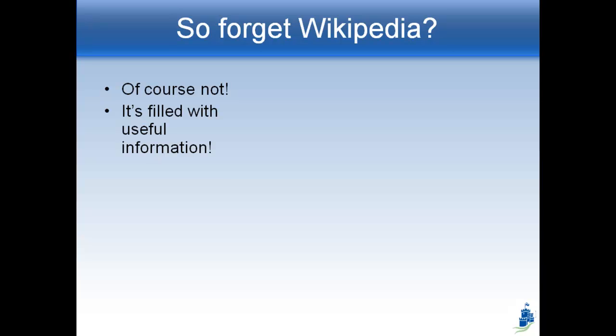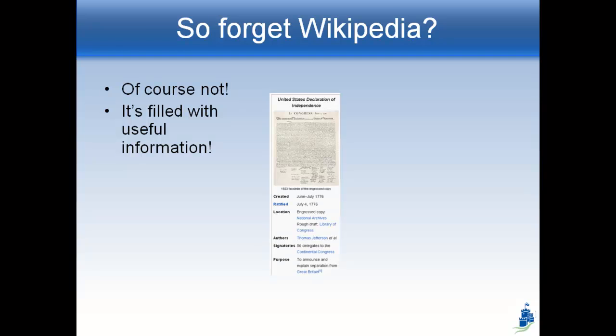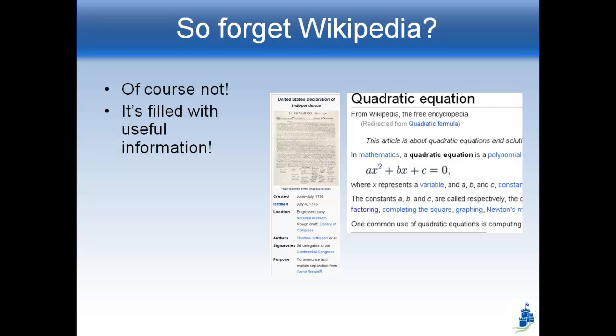If you go to Wikipedia, most of the information that you find there will be useful and will be correct. Here's something about the Declaration of Independence, right? It was actually ratified on July 4th, 1776. It's not as though you can't trust every single thing you find there. Here's an article on the quadratic equation. I'm sure you've seen the standard form ax squared plus bx plus c, right? Much of the stuff on Wikipedia is accurate.